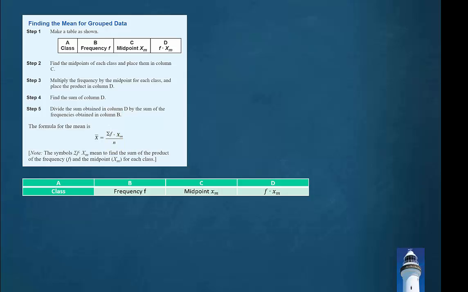So if we think about this, what we're really doing is using the midpoints as an estimate for each of the data values in the data set. And then when we multiply that by the frequencies, we have an estimate of what the total value in each class would be for the data values. And when we find the sum of the frequencies, we're actually finding n, the size of the data set.